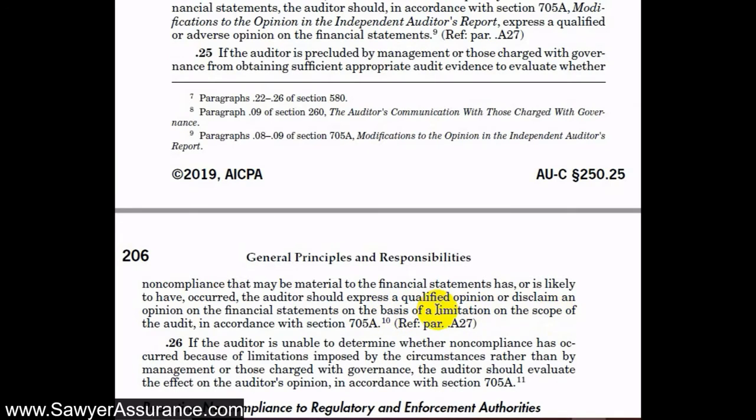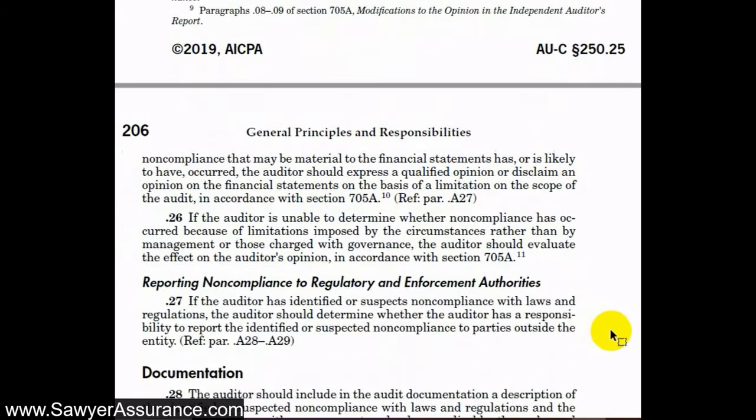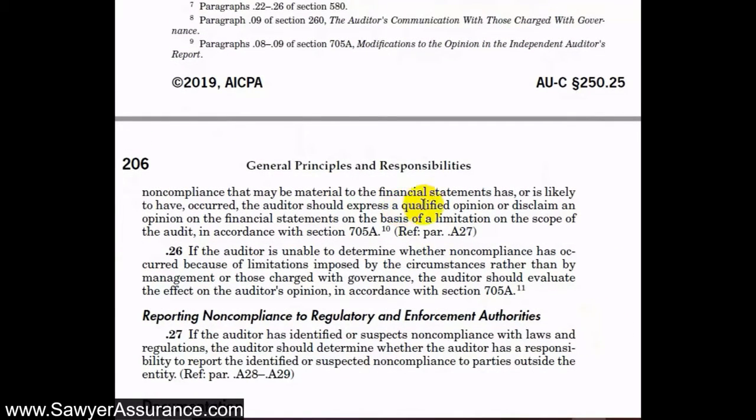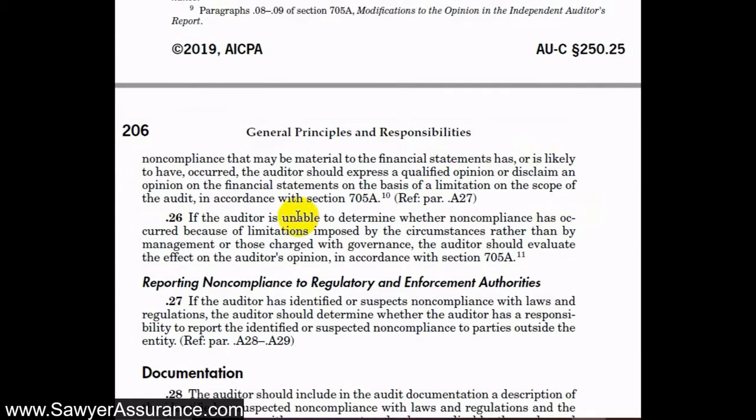We're not able to get comfortable over the financial statements in that regard, so we would have to disclaim or qualify our opinion to say except for X instance, or to say we're unable to get comfortable with the financial statements as a whole. And so if we're not able to make an opinion at all, and so if the auditor is unable to determine whether noncompliance has occurred because of limitations imposed by the circumstances rather than management or those charged with governance, then we should evaluate the effect on the auditor's opinion in accordance with Section 705.